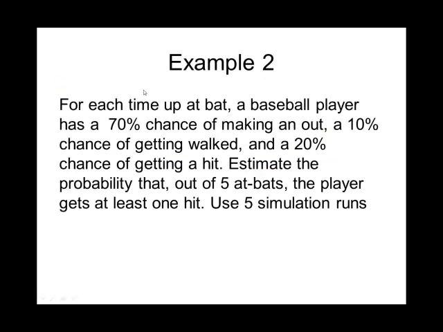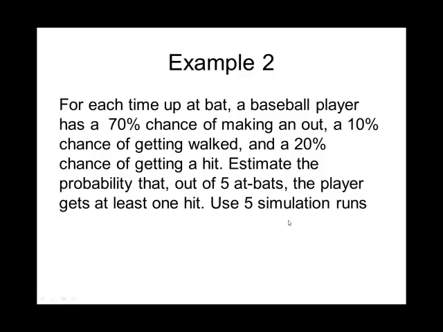Now, second example. For each time up at bat, a baseball player has a 70% chance of making an out, a 10% chance of getting walked, and a 20% chance of getting a hit. Estimate the probability that out of 5 at-bats, the player gets at least 1 hit. Use 5 simulation runs.